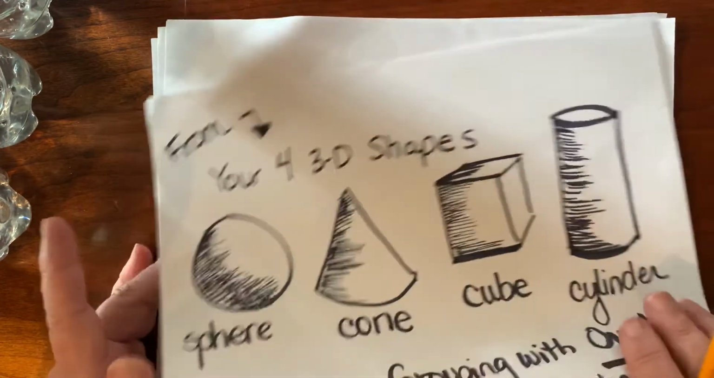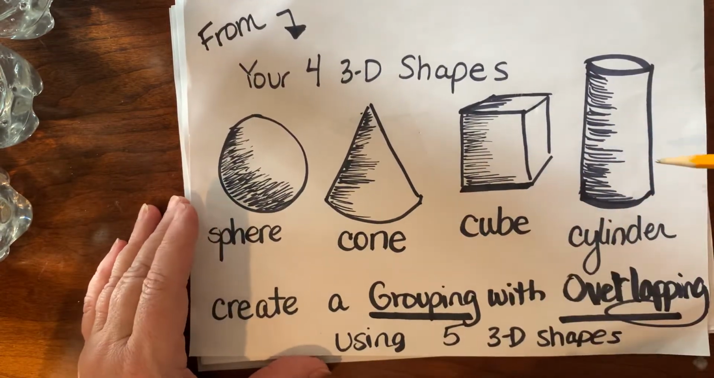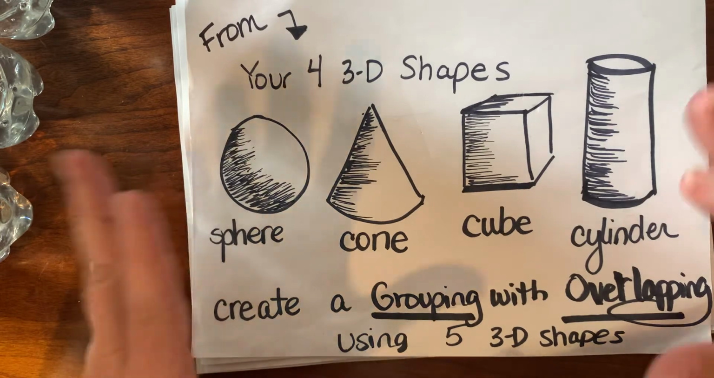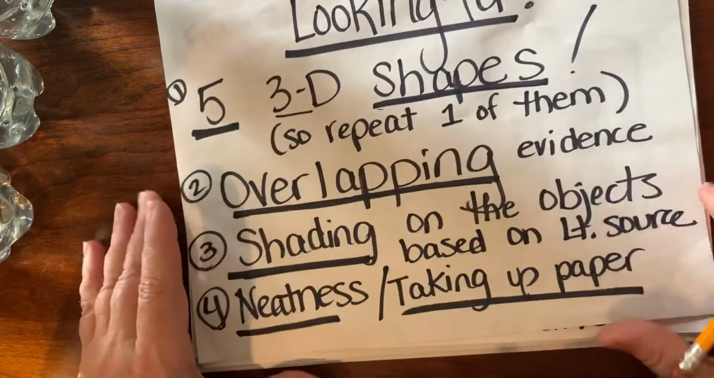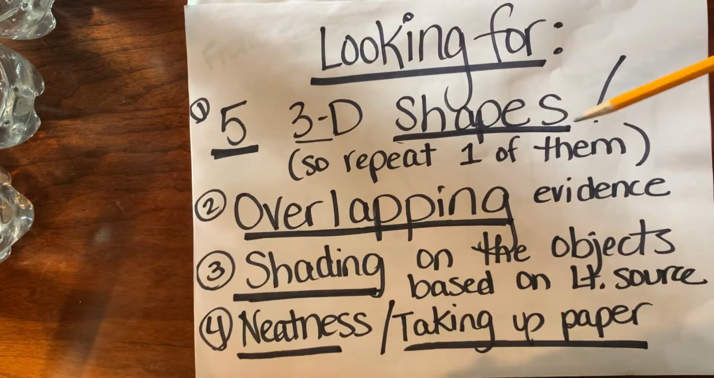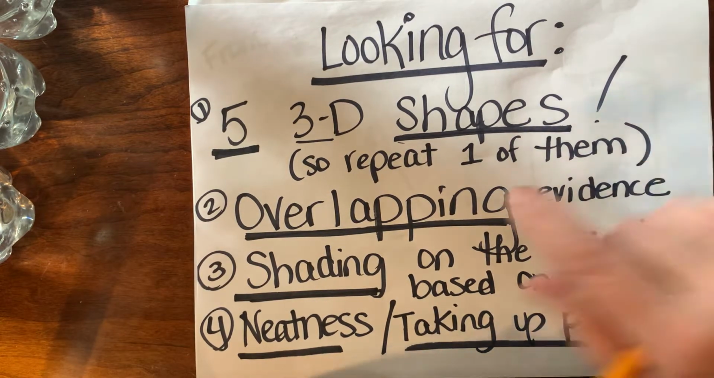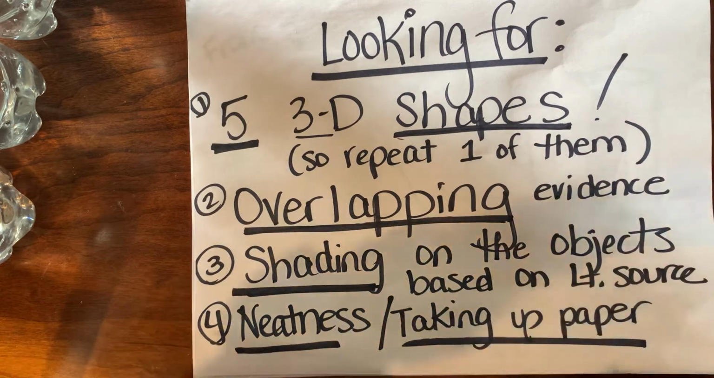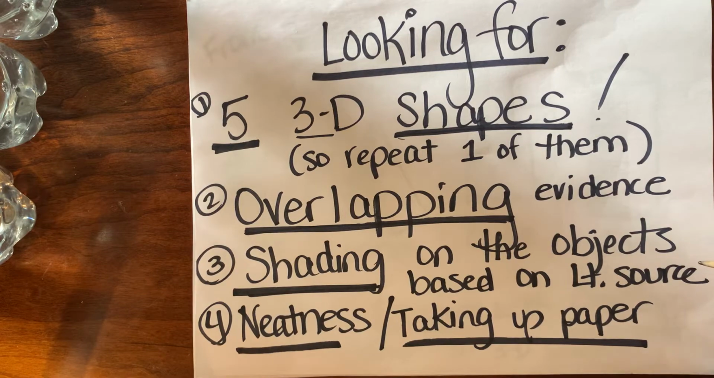So remember, we're going to use 5 shapes and you only have 4. So we're going to repeat one of them and make a grouping. And there's a couple of rules that I want you to follow. You're going to do 5 shapes, and I'll put this up. Repeat one of them. There's got to be evidence of overlapping. Overlapping is when you put one thing in front of another. And shading on the objects based on the light source.